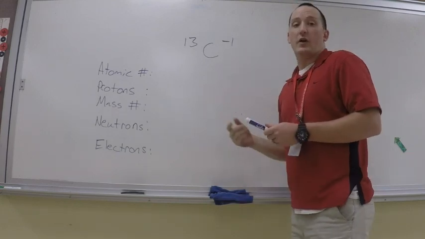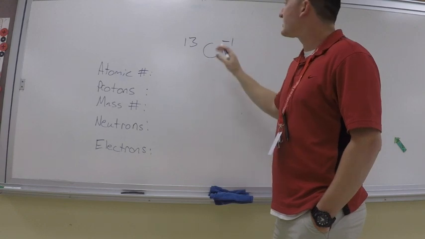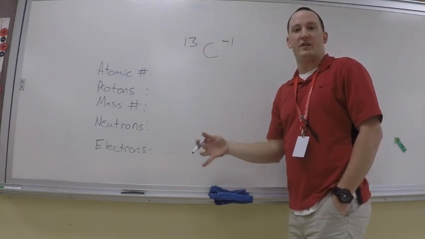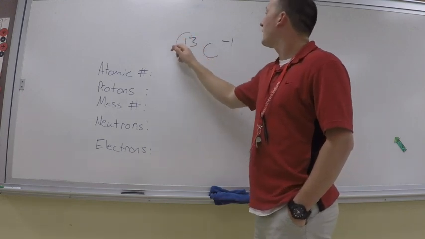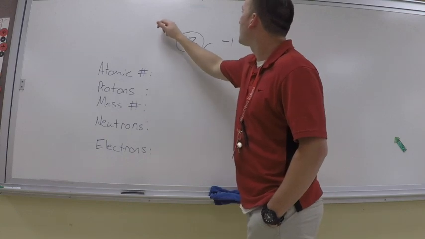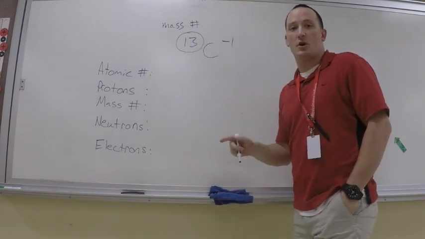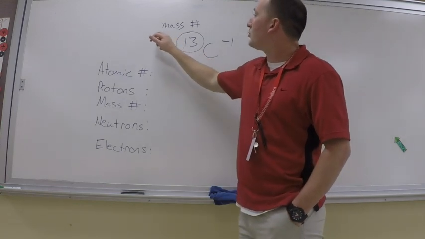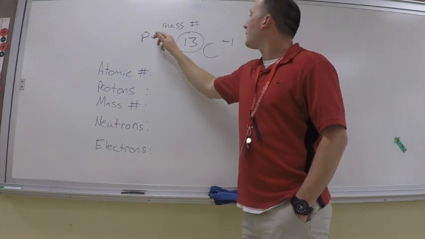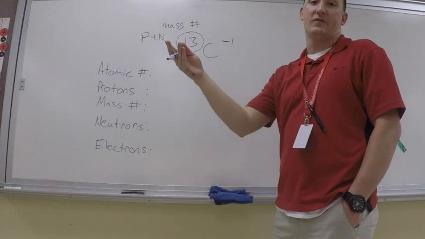So again, this is called an isotope symbol, and what it does is it tells us about an atom. So this is a symbol that tells us what an atom looks like on its interior. So this number right here, this 13, is called the mass number. Now that number is determined by doing the protons, and I'm going to abbreviate that P plus N. In other words, if I add up my protons and my neutrons, I get my mass number.